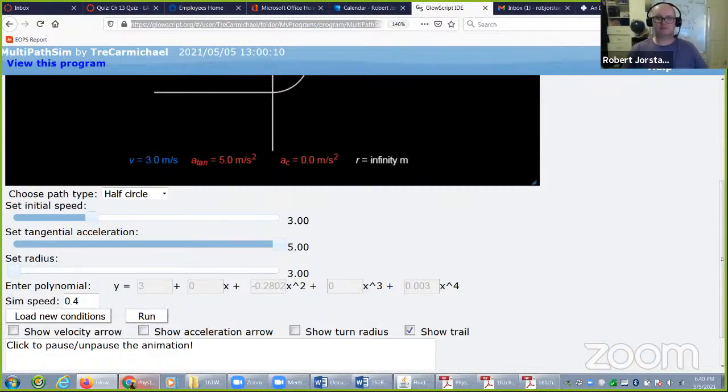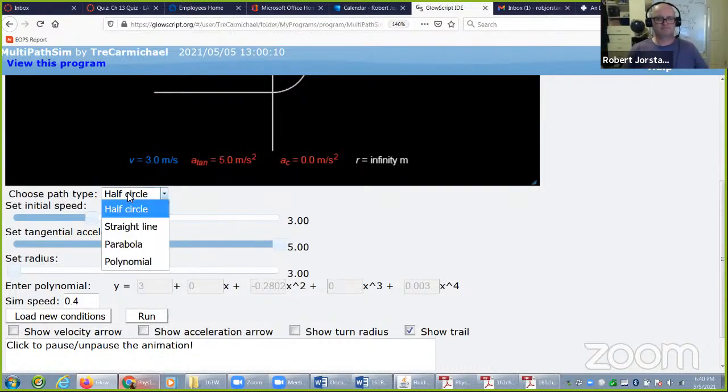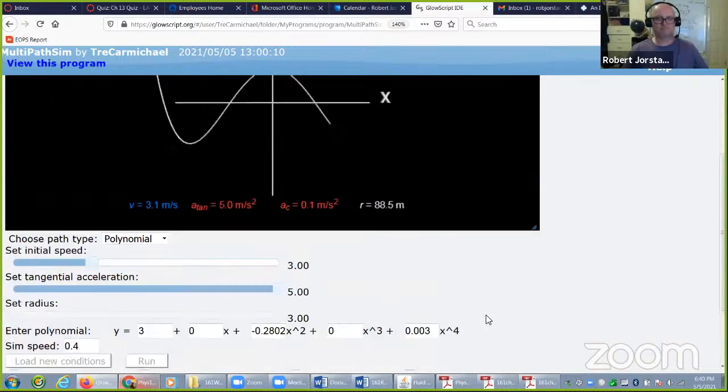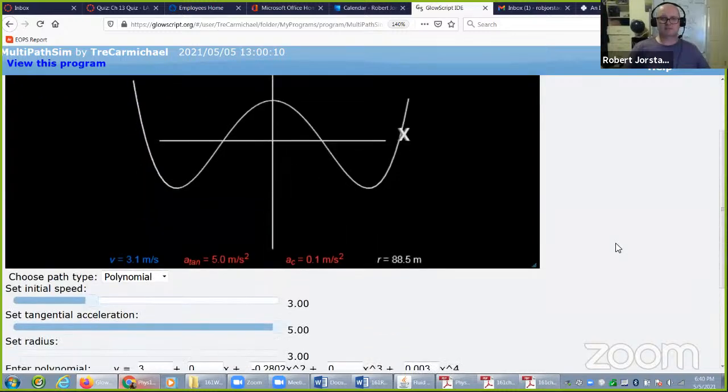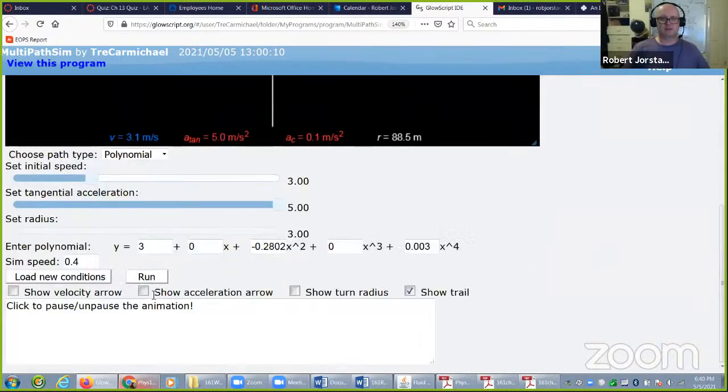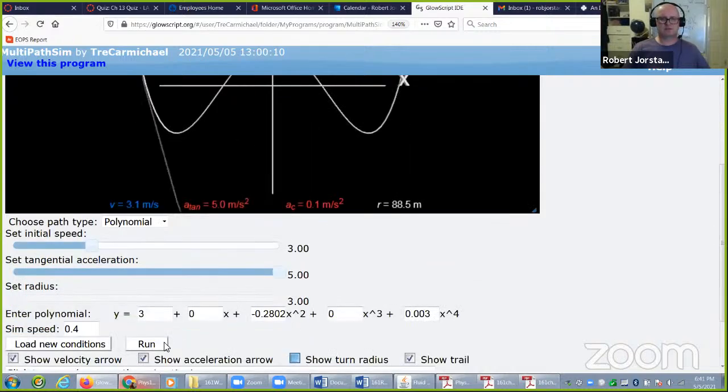My apologies if I already showed you this, but you could draw a roller coaster like this using a polynomial, or a water slide. And then you could run this thing and we could show the acceleration arrow or the velocity arrow. We could even show the turn radius. So I'm going to run this.